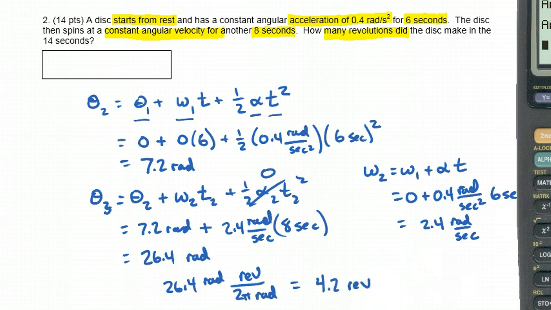Key points to this problem were to identify that it was 2 parts, to work each part separately, and to identify that you needed to do the omega 2 calculation.